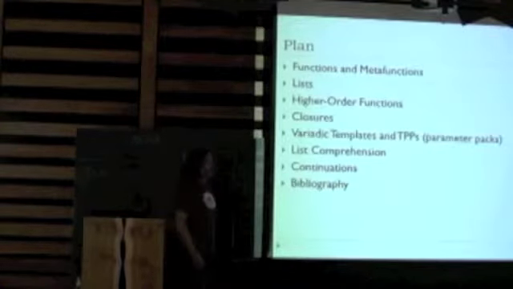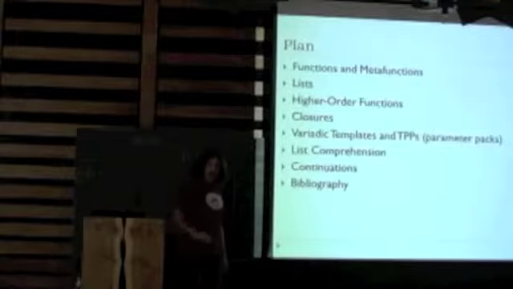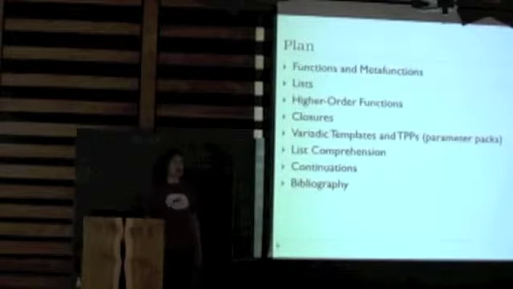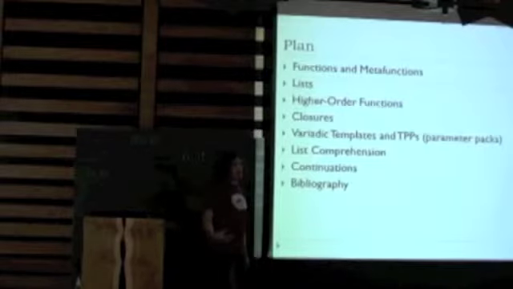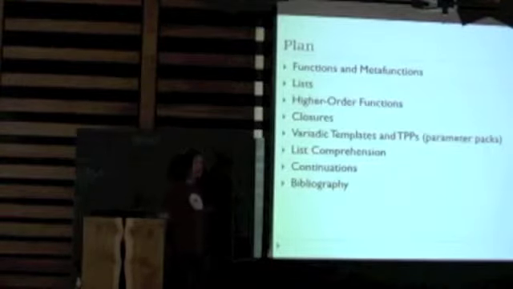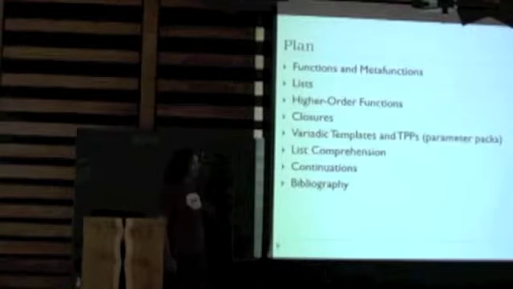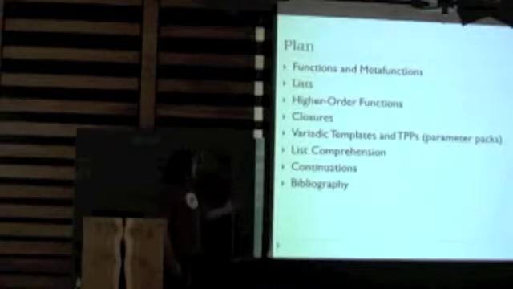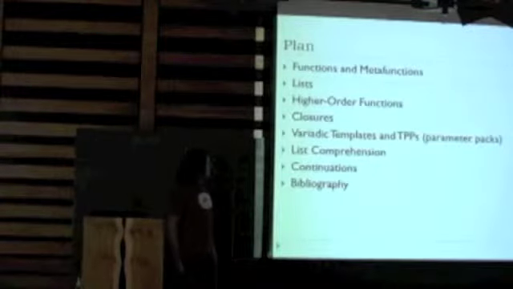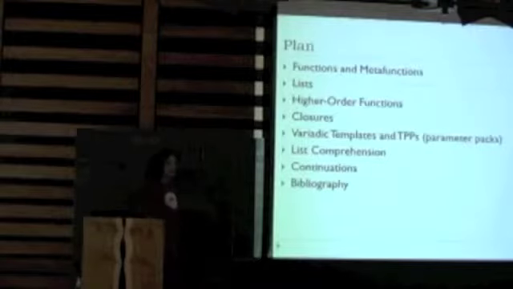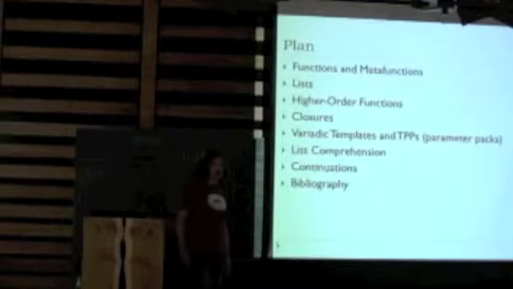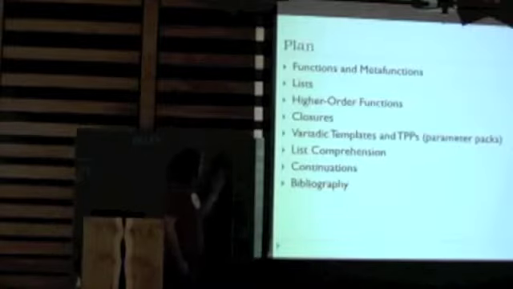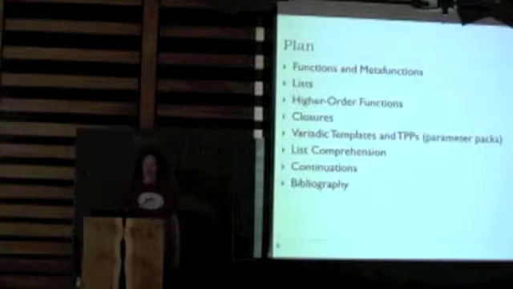I'll talk about lists, which is a rather new thing in C++0x, because it involves variadic templates. I'll talk about higher order functions, something that is new to runtime C++, but has been there in compile-time C++ for quite some time. We'll talk about lambdas and closures, variadic templates, that's about lists, and TPPs, which are template parameter packs. I'll show you list comprehension in C++. I'll talk about continuations in metaprogramming, and there will be a little bibliography at the end.